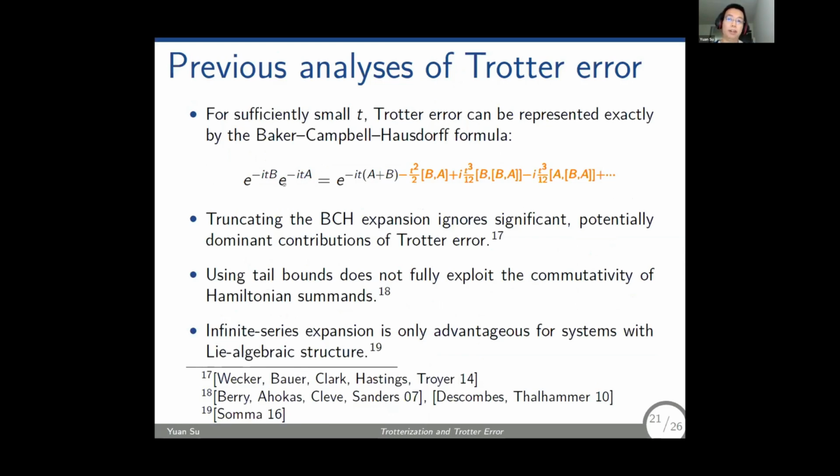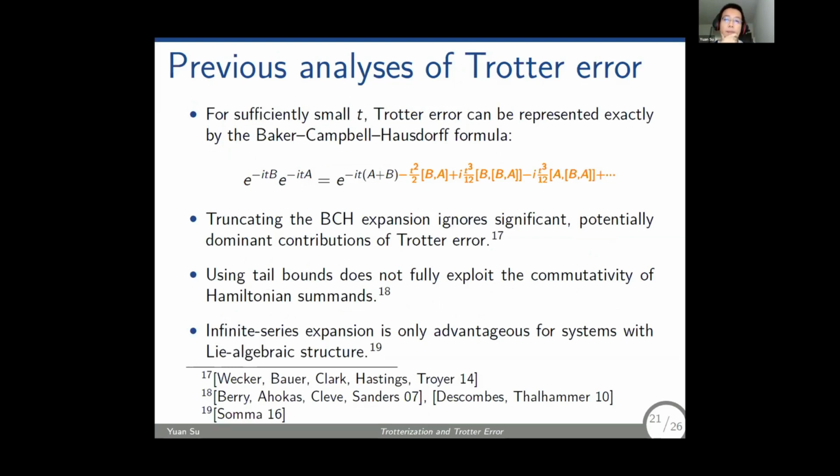In the simple case, we have e to the A, e to the B. This is like the first order Trotterization. And for the Baker-Campbell-Hausdorff formula, you have an expression like this. You have the ideal evolution here, but then you have some error terms like the commutator of A and B, nested commutators of BBA and ABA, and so on and so forth.